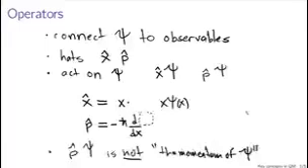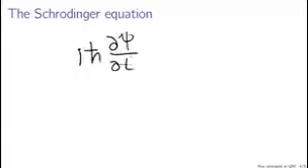The final key concept in quantum mechanics is the Schrödinger equation. And this is really the big equation, so I'll write it big. i h bar, the partial derivative of psi with respect to time, is equal to H hat, that's an operator, acting on psi.